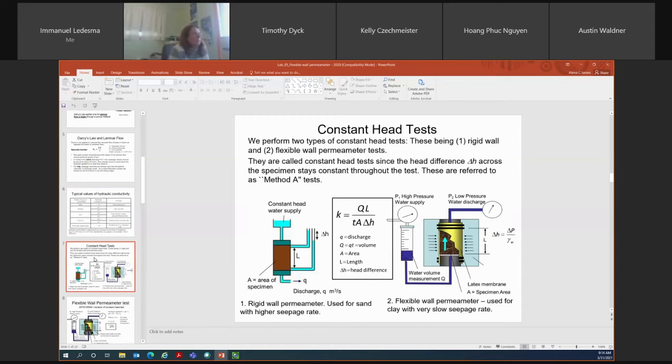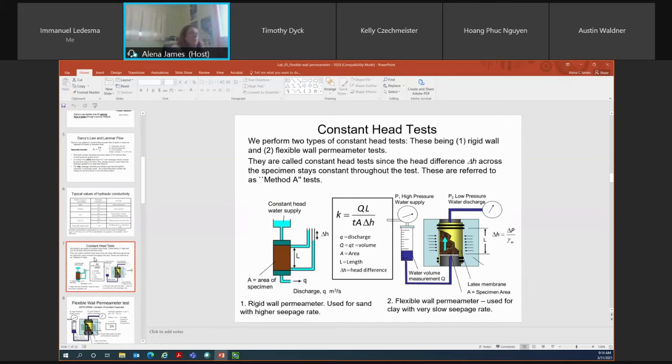Constant head tests. There are two types of constant head tests that can be performed. The first is a rigid wall constant head test, and the second is the flexible wall permeameter test. In this part of the lecture, I'll concentrate on the flexible wall permeameter test. I'll talk about the rigid wall permeameter test in the next hour.